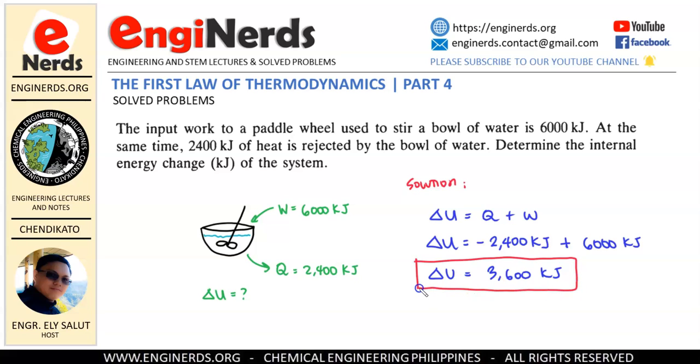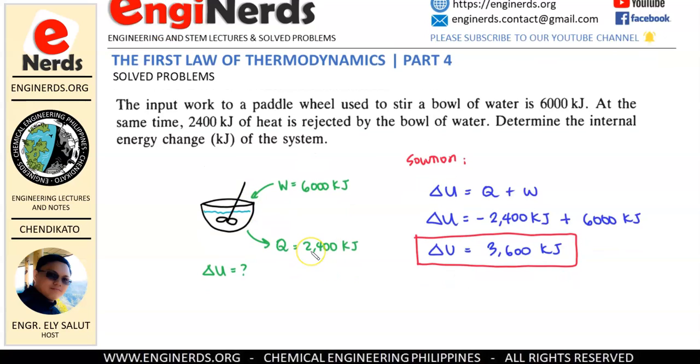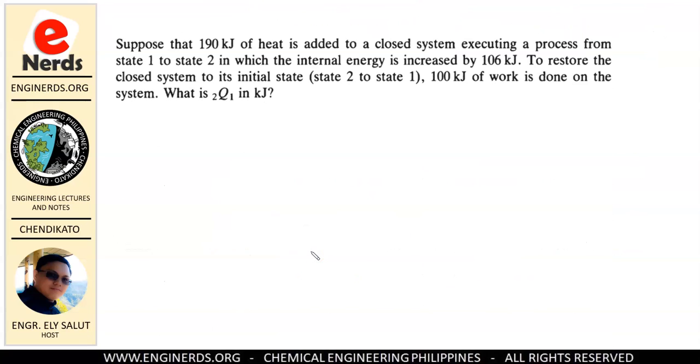And as you can see, we have a positive change in our internal energy. Therefore, there is an increase in internal energy when we add 6,000 kilojoules of work and release 2,400 kilojoules of heat. So our internal energy will increase. Okay? So, let us go to the next problem.